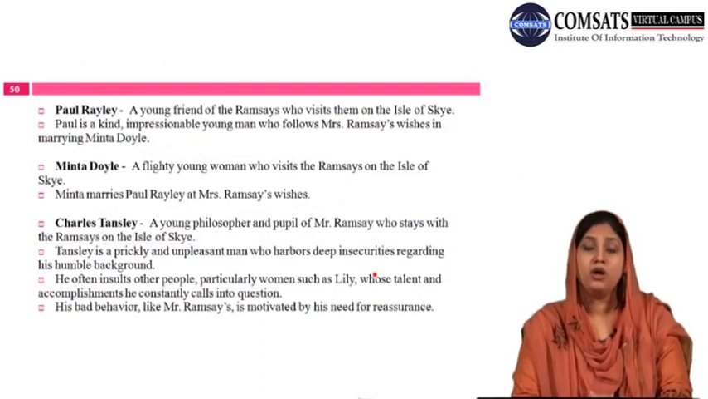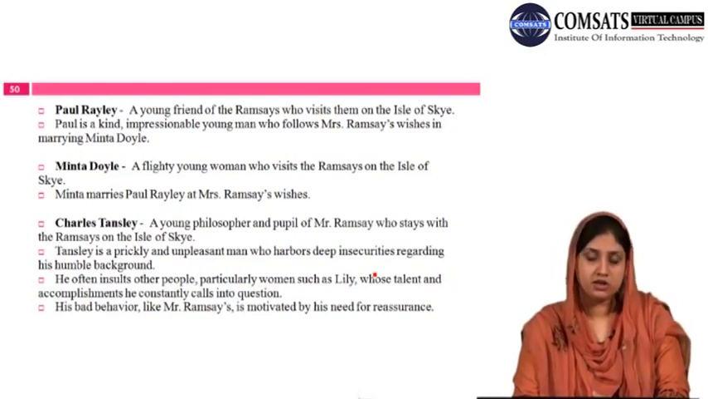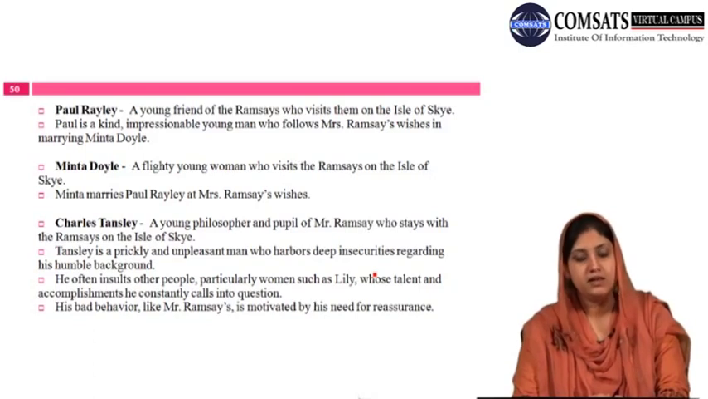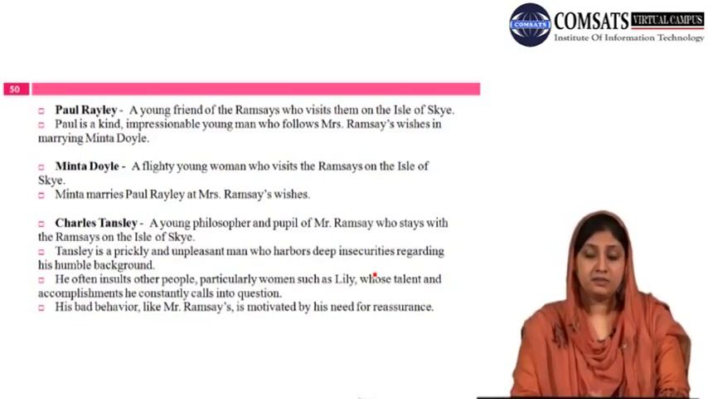And we have Paul Raleigh, a young friend of the Ramseys who visits them on the Isle of Skye. Paul is a kind, impressionable young man who follows Mrs. Ramsay's wishes in marrying Minta Doyle. Minta is a flighty young woman who visits the Ramseys on the Isle of Skye, and she marries Paul at Mrs. Ramsay's wishes.